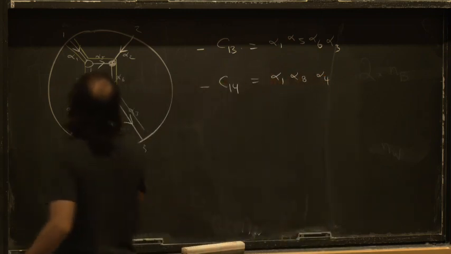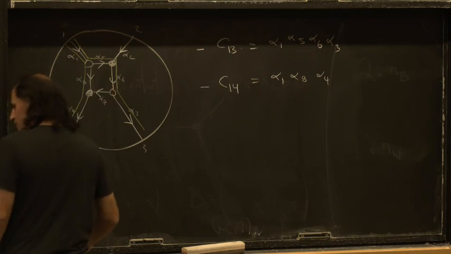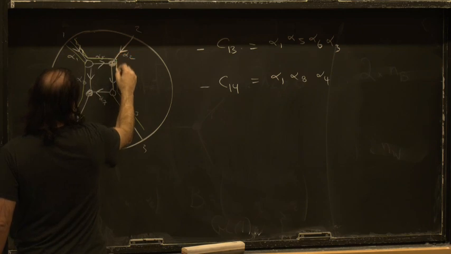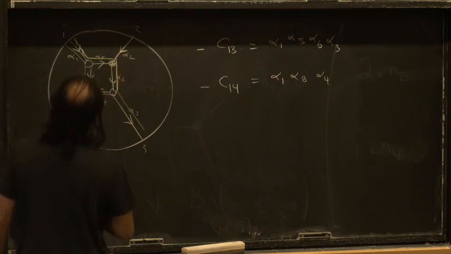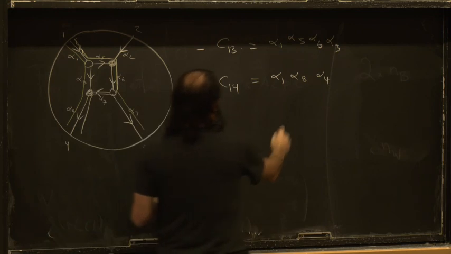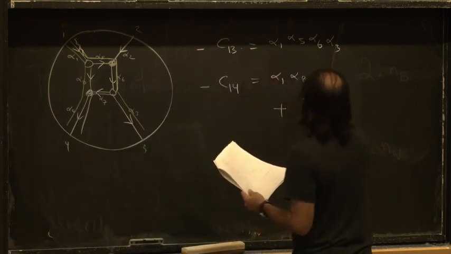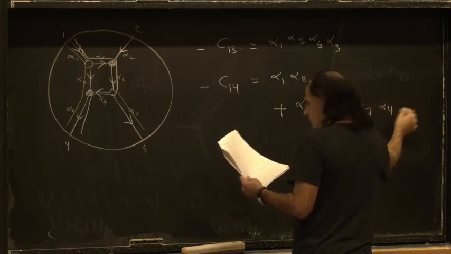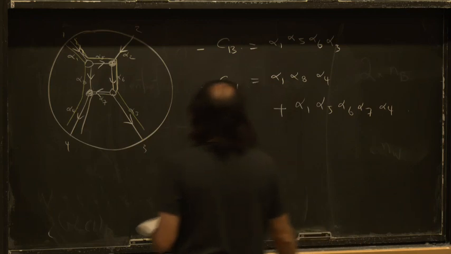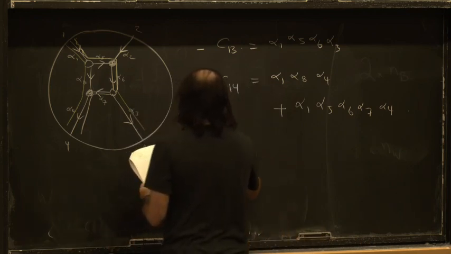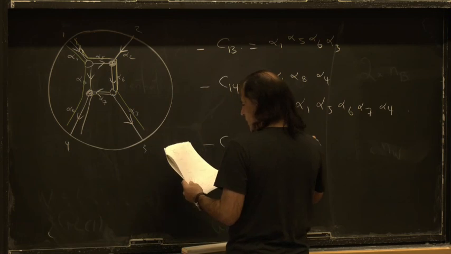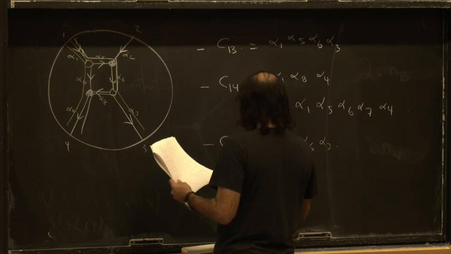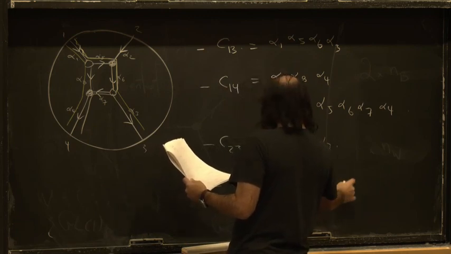But I can also go around, maybe I should use a different color. Well, I can also go around like here, there, there, there, and there. So I have to add plus alpha 1, alpha 5, alpha 6, alpha 7, alpha 4. Okay, and negative C23 is alpha 2, alpha 6, alpha 3, and negative C24 is alpha 2, alpha 6, alpha 7, alpha 4.